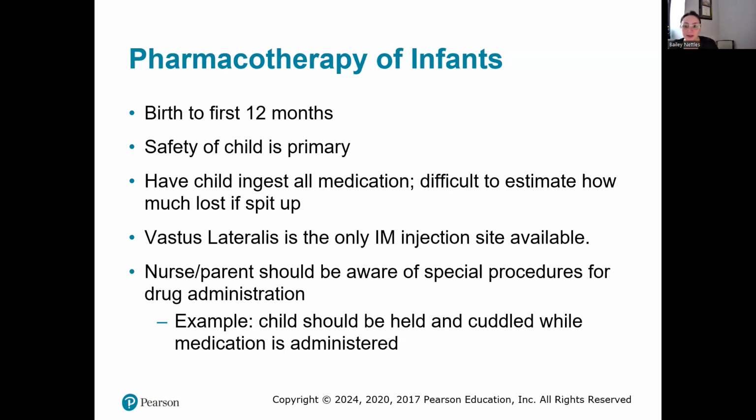With the toddlers and the infants, the vastus lateralis is the only injection site available, okay? When you get all your shots when you're 0 to 12 months old, they use the vastus lateralis. They don't use anything else. Remember, the vastus lateralis is the lateral aspect of your thigh. Their deltoids are not big enough. They're not developed enough. Their ventrogluteal is too hard to get to, so they use the vastus lateralis, okay?